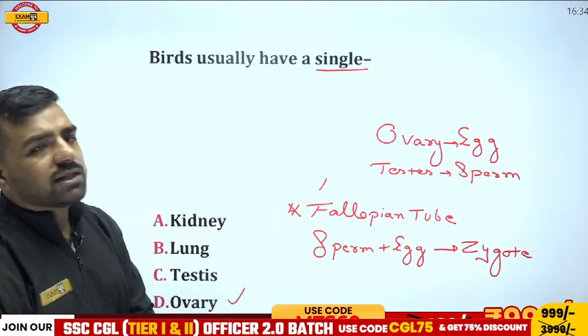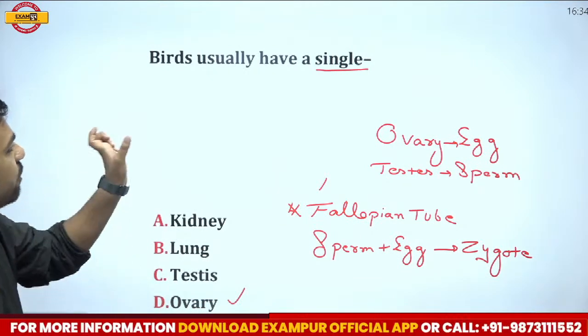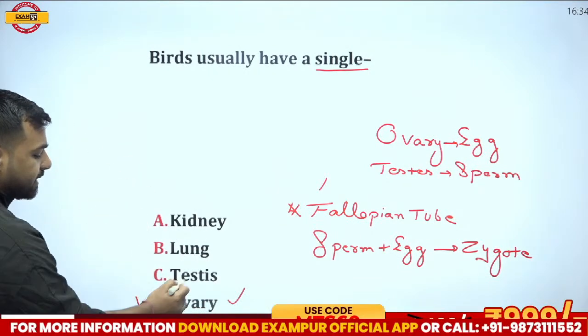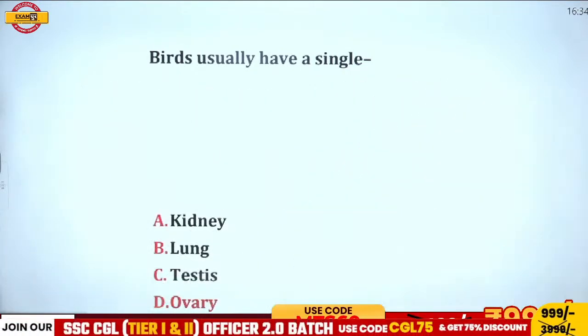If I'll talk about ovary, it is a female part. If I'll talk about testes, it is a male part. And the most important thing is, if I'll talk about birds, they are only having a single functional ovary. Okay, so let's move forward to the next question.